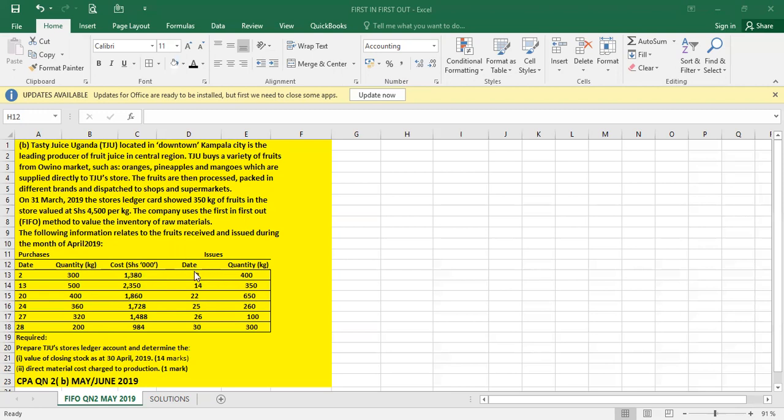So they've given us the date and the quantity. So required, they are saying prepare TJU's store ledger card and determine Roman 1, the value of closing stock as at 30th April 2019. Those are 14 marks, you see.